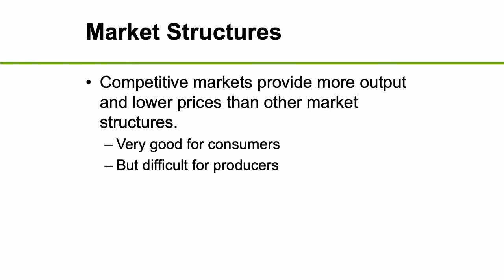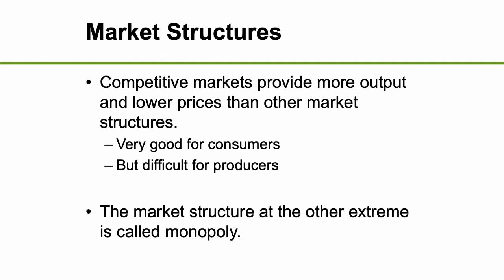There are so many other options for the consumer, and prices are so low. Nevertheless, for the overall society, competition generates the most welfare. Remember those consumer and producer surpluses? They're still maximized in this market structure. The market structure at the other extreme is called monopoly, and this is the one economists look at and they say, I'm not so sure about this one. Because what we're going to see is that monopoly leads to higher prices, lower output, and less well-being for society as a whole.